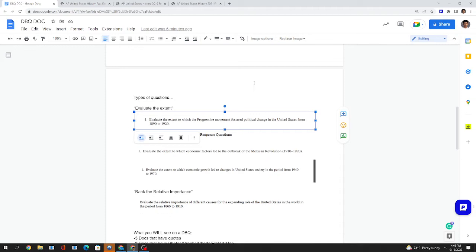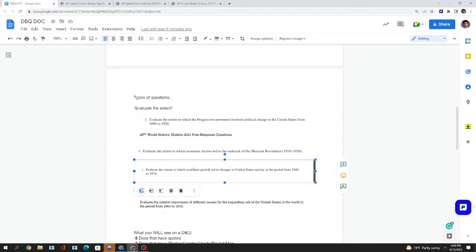For example, I would argue that for this prompt right here, it is a pretty good explanation on why defining key terms wouldn't work, because you don't really have anything that people wouldn't be able to understand if you assumed they were dumb. Evaluate the extent to which economic growth led to changes in the United States society in the period from 1940 to 1970. That's kind of hard to really talk about in keywords. So instead of identifying keywords in the prompt and trying to talk about what those keywords are, I would suggest doing the next type of contextualization writing.